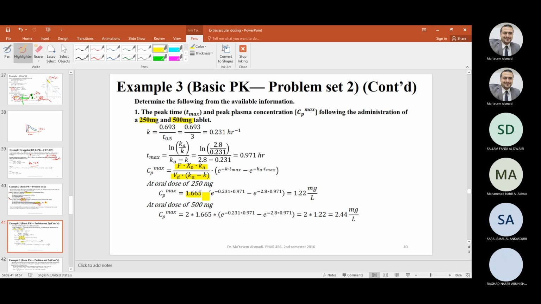What about the dose of 500 milligrams? The only thing that, as we mentioned before, will be modified is what? The intercept. That will be double the intercept, right? So it will be 2 multiplied by 1.665. The Tmax is the same. The K is the same. The Ka is also the same, right? So that means that you are multiplying this Cmax by what? By 2. You double the dose from 250 to 500, right?